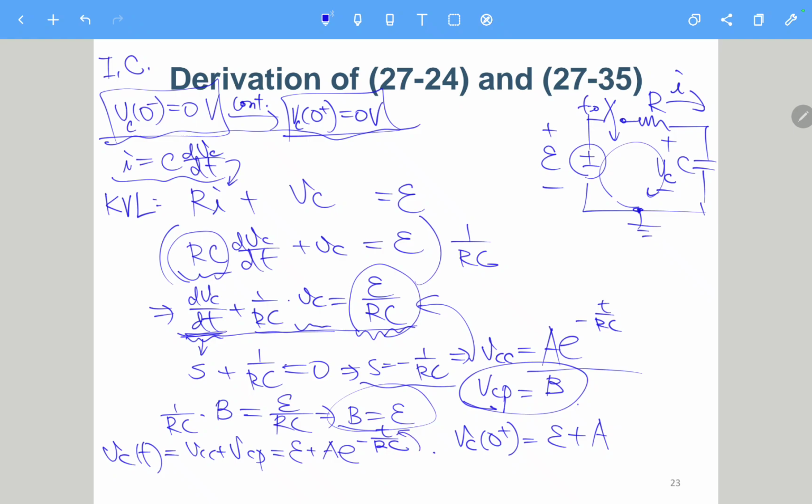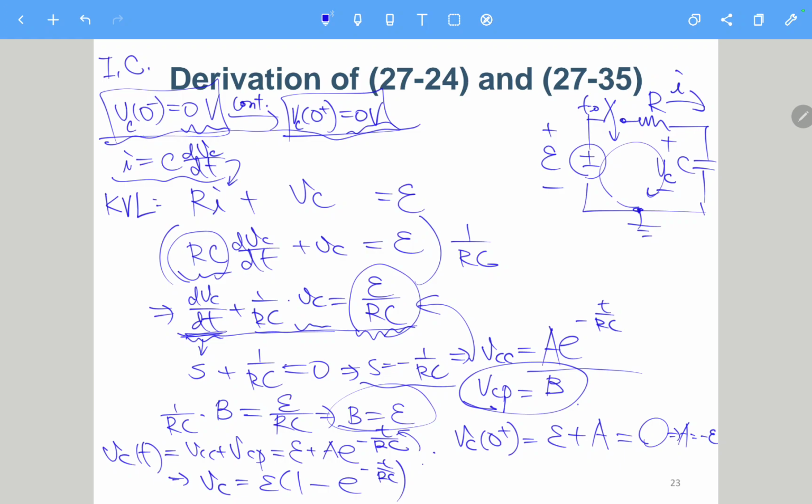When we plug in t equals 0, exponential to 0 is 1. So we have e plus a equals 0. Okay, so we get a equals negative e, and then we can get Vc to be e times 1 minus exponential to negative t over RC.